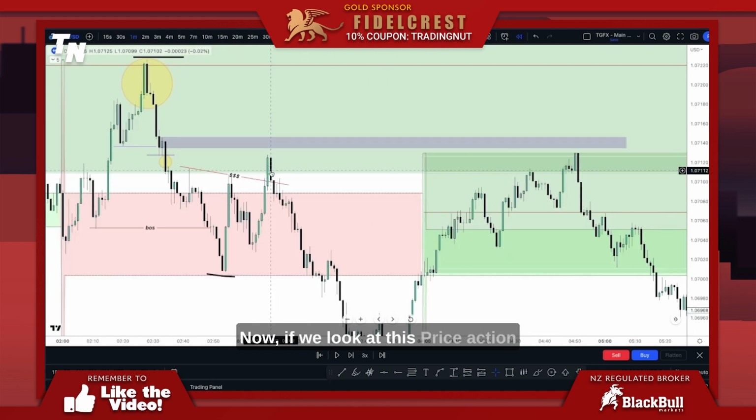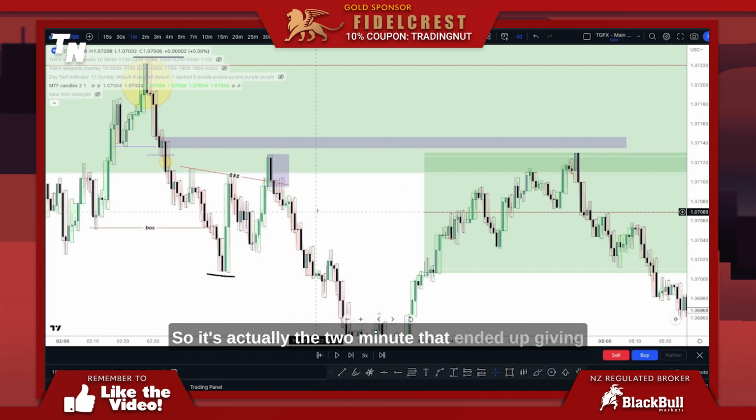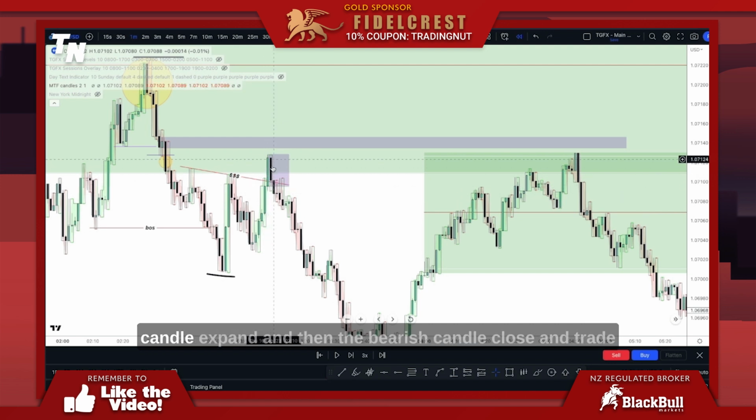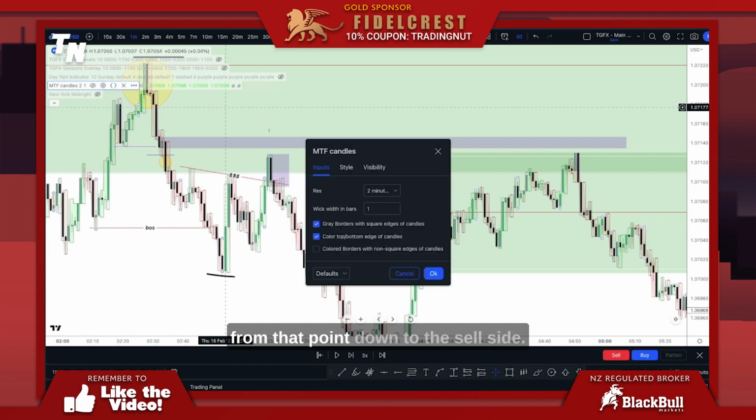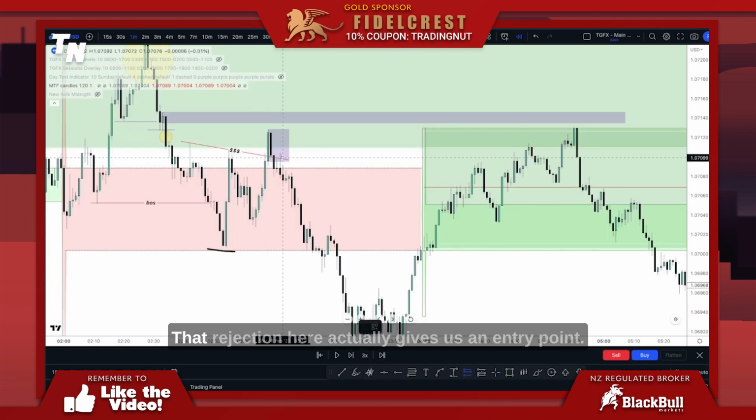Now, if we look at this price action here, we get a bullish candle that gets engulfed by these 2 bearish candles. So it's actually the 2-minute that ended up giving us a bearish engulfing here, but we actually had this candle expand and then the bearish candle close and trade outside the range on the 2-minute time frame. We then get a retest and a continuation from that point down to the sell side. And that rejection here actually gives us an entry point.